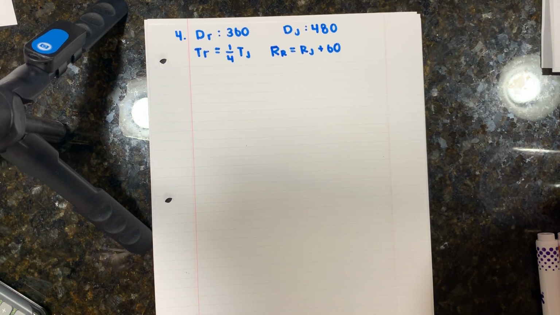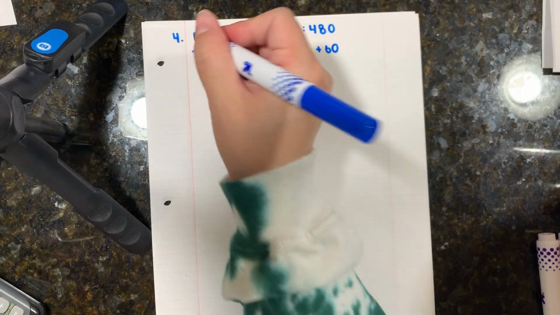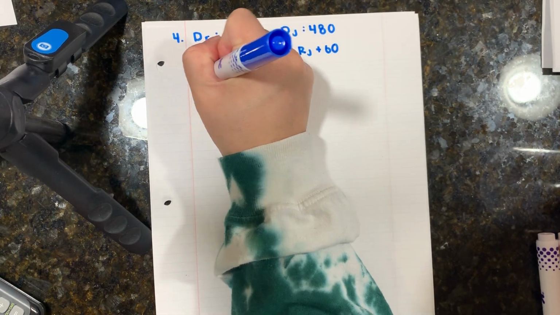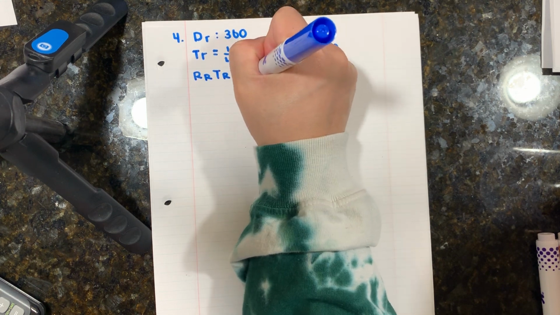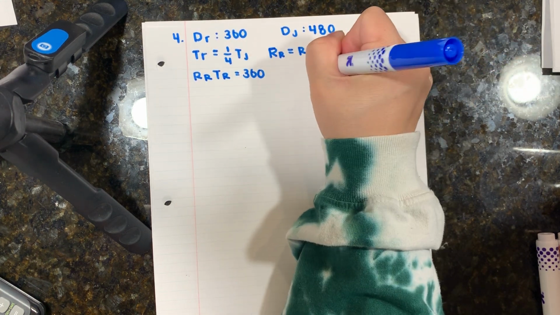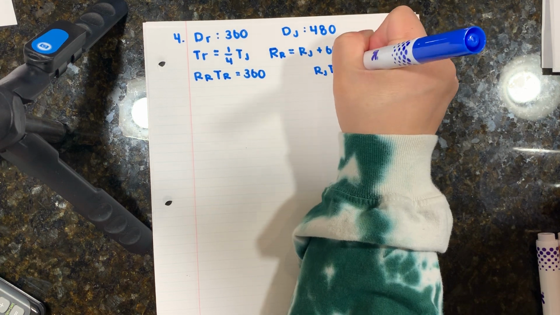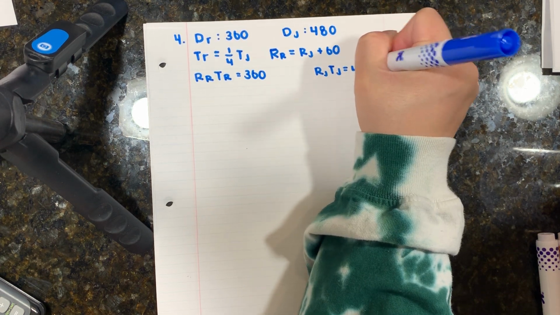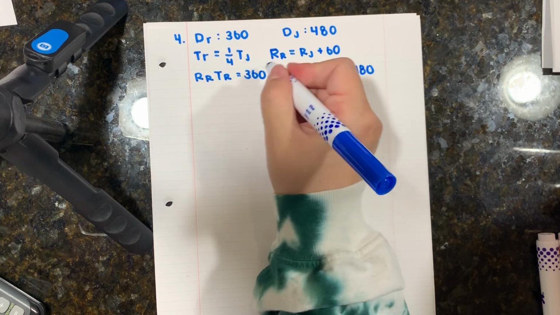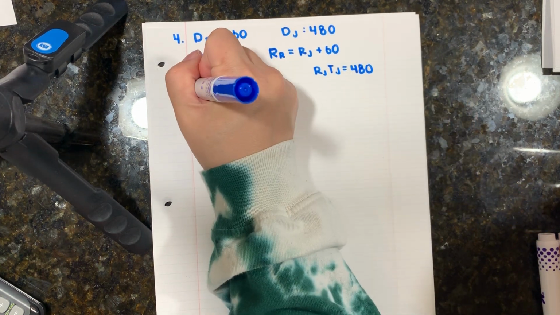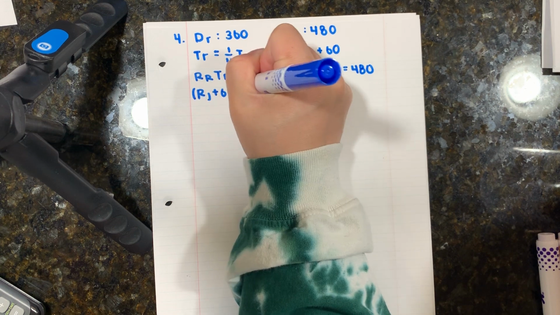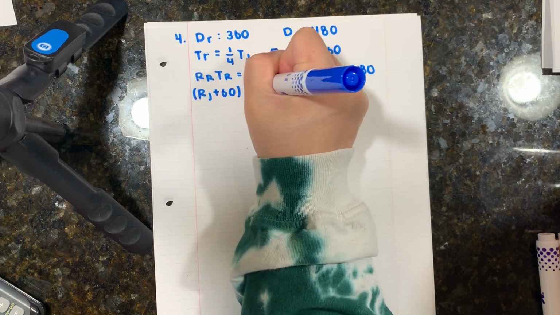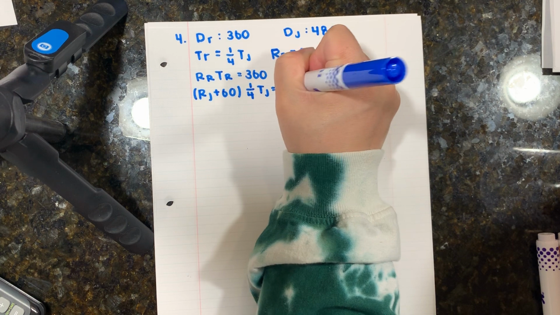Now, we know that distance is equal to rate times time. So I'm going to change this D_R to R_R T_R equals 360, and I'm going to change the D_J to R_J T_J equals 480. Now I'm going to plug in these variables. So I have (R_J plus 60) times 1/4 T_J equals 360.